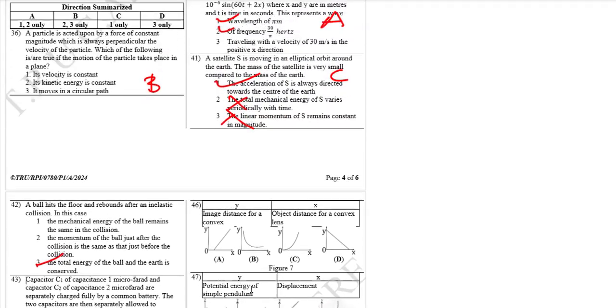Number 42. A ball just hits the floor and rebounds after an inelastic collision. So a similar question to the one above. In this case, the mechanical energy of the ball remains the same in the collision. Is that actually true? No, because some heat will be lost. So energy will be lost in the form of heat, sound, friction, etc. The momentum of the ball just after the collision is the same as that just before the collision. This statement is not true, as we saw above. The total energy of the ball and the earth is conserved. Correct. So 3 only is correct. So the correct option is D.